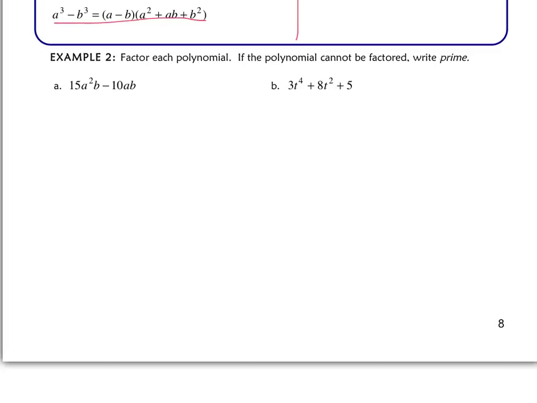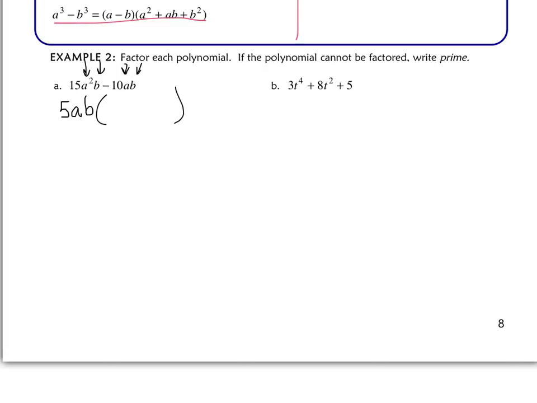So remember, first thing you always want to look for is the greatest common factor. For example a, we have 15a squared b minus 10ab. So I do see that they have a common number. I could take a 5 out of both 15 and 10, and then the first term has an a squared, the second term has an a. You always take the smaller power, so we'll take out an a, and then the first term has a b and the last term has a b, so we could take out a b.